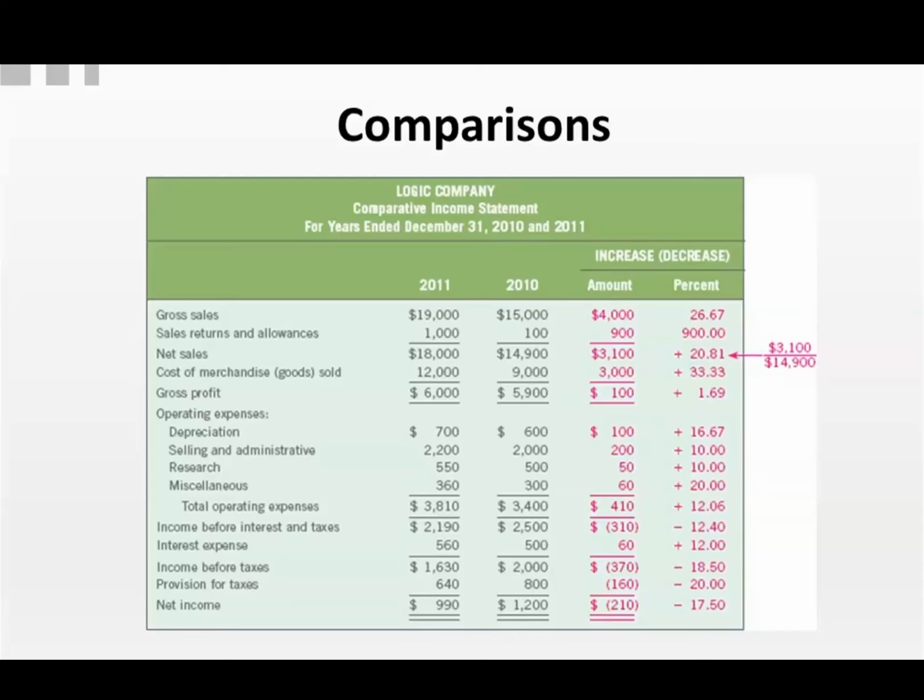cost of goods went up by 33%. It's a good example: you would expect cost of goods to go up as sales go up, but in this case, cost of goods went up more than sales went up. We also had a big increase in sales returns and allowances. We also had selling administration expenses go up. So we can look at every category and figure out where that difference is, and better understand why it is that we made less money even though we sold more.